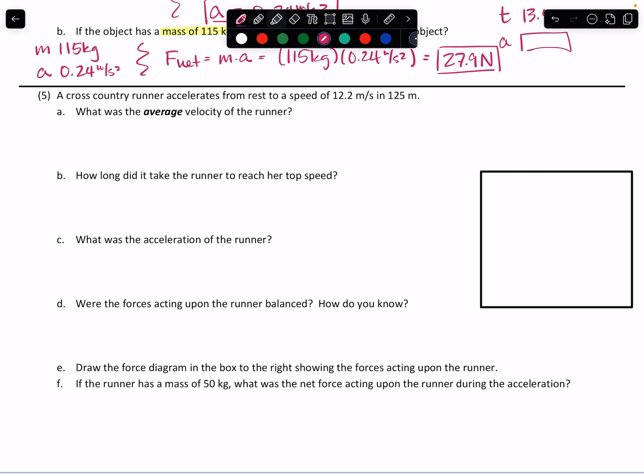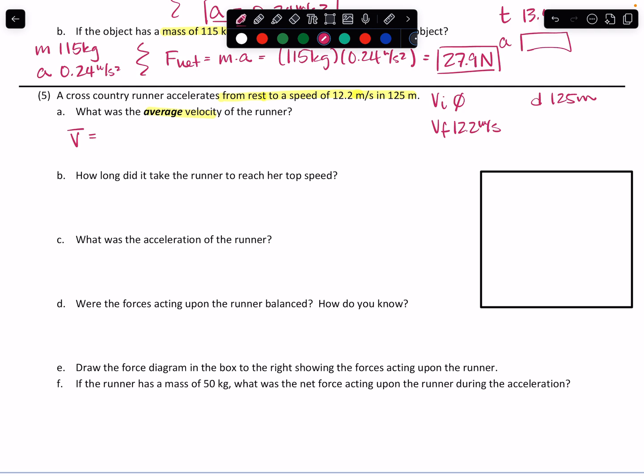All right, so we have a cross-country runner accelerating from rest to a speed of 12.2 meters per second in 125 meters. What is the average velocity of the runner? That's going to be our first question. So let's take what we know. We've got an initial velocity of 0, a final velocity of 12.2 meters per second, and a distance of 125 meters. That's what's been given.